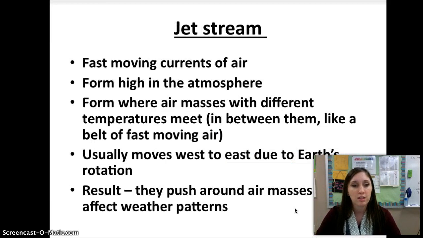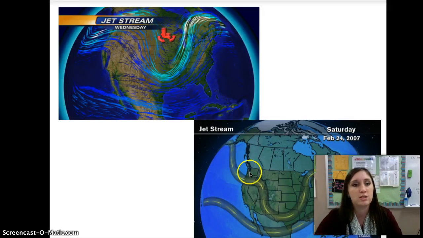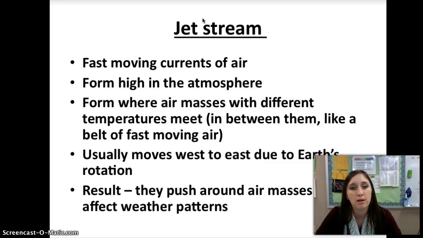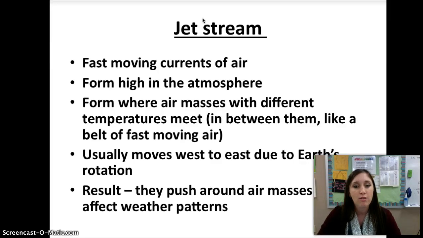All right, so another thing that you will need to know is what a jet stream is. Just a real quick, this is what a picture of a jet stream is. So as you can see right here, it's going down. But let's write this information down. It's a fast moving current of air that is really high above in the atmosphere, and they are formed where two different air masses with different temperatures meet. So it's kind of like a border in between two different air masses.